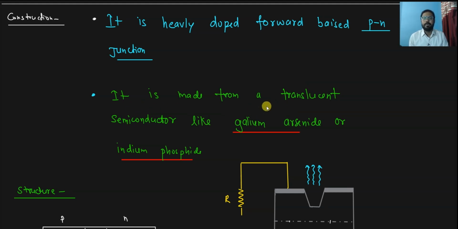The second thing is that it is made from a translucent semiconductor like gallium arsenide or indium phosphide. Normally we know that semiconductors like diodes are made of silicon or germanium, but here we use gallium arsenide and indium phosphide. Because if we use silicon or conventional germanium, we do not get the light in the form of visible light. Mostly the radiation which comes out belongs to the thermal region, so you couldn't see it. But if you use gallium arsenide and indium phosphide, we get light in the visible region. I will explain this later on.